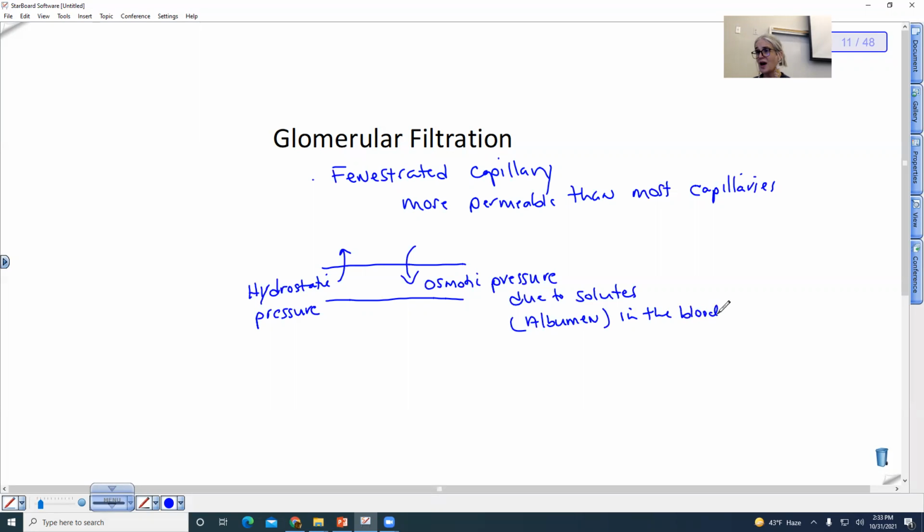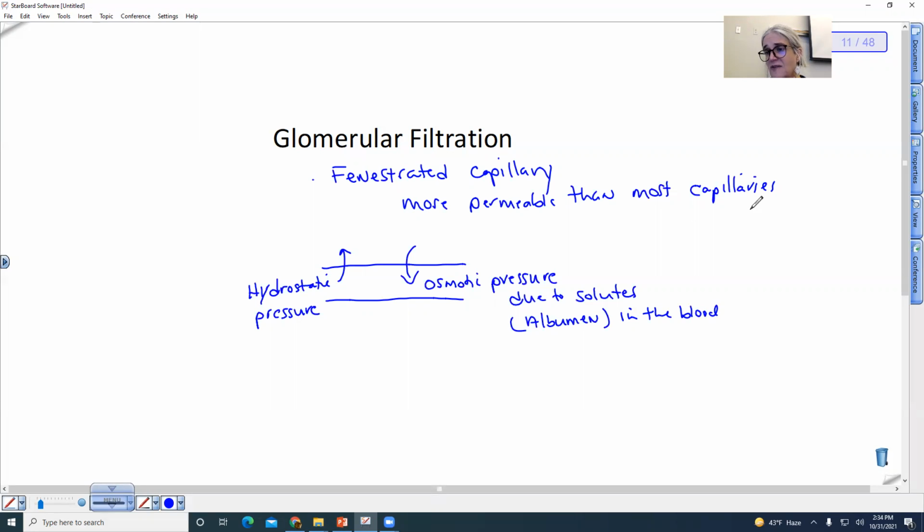So we have these two opposing forces that are moving stuff out of the glomerulus and into the capsule, and then into those tubules, the proximal convoluted tubule, the loop of Henle, the distal convoluted tubule, to be modified. So because these are very permeable, lots of stuff leaves.